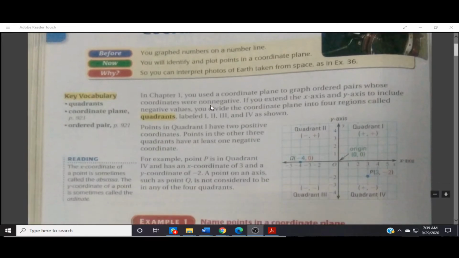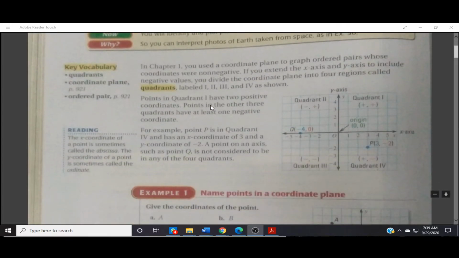Now, a key idea that I know most of us will intuitively get, but sometimes we struggle with, is that our quadrants are understood through positives and negatives. So what number is positive and what number is negative?